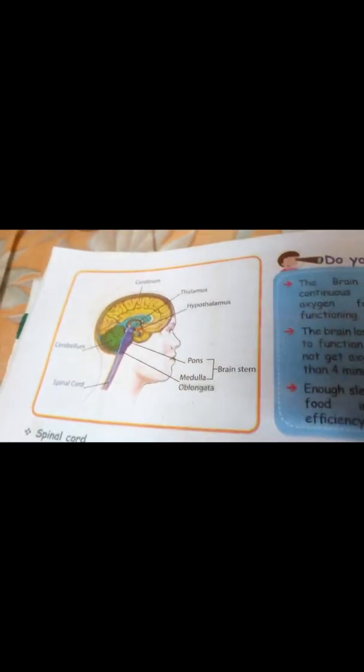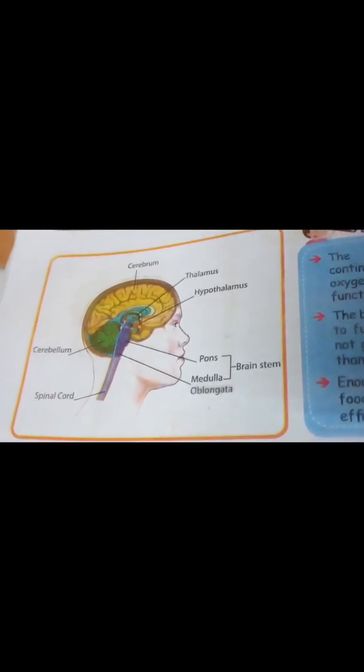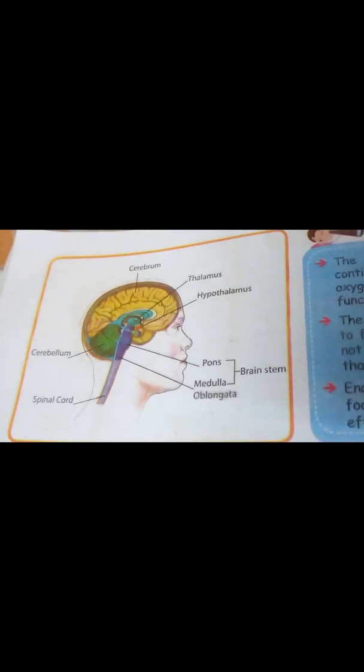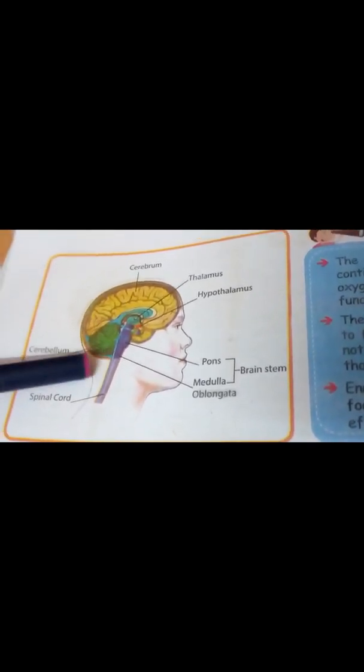Okay, let's see about the spinal cord. Spinal cord is a long tube-like structure which extends from the brain. It lies within the backbone of our body.